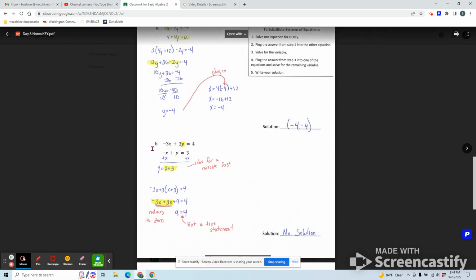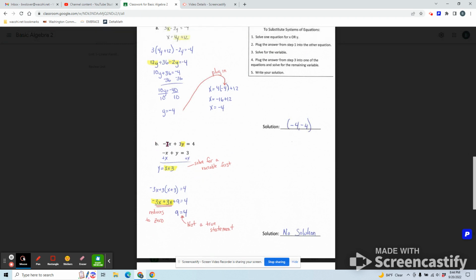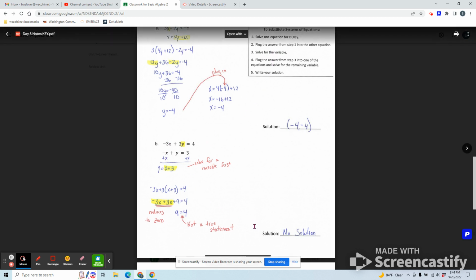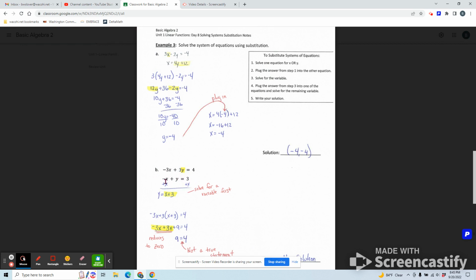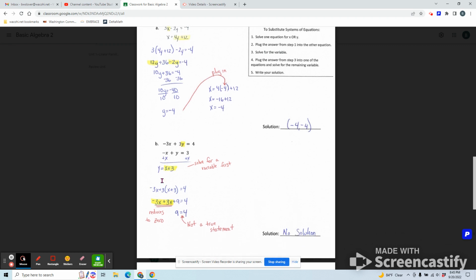I do, though, want to talk about example B for 2 reasons. Number 1, I need to do something different with step 1 and then what my answer looks like. So it says solve one equation for x or y. So if I look here, neither of these are solved for x or y, meaning I don't have x with a coefficient of 1 on one side of the equal sign and everything on the other side, or I don't have y with a coefficient of 1 on one side of the equal sign and everything on the other side. So I need to fix that. Well, in order to do that, it's easier. You can solve either equation, but it's easier to solve the bottom equation for y.